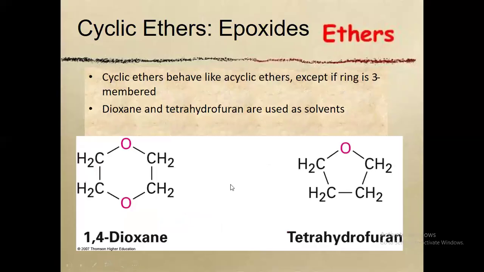These are cyclic ethers. These are just examples of cyclic ethers. This is 1,4-dioxane. Both 1,4-dioxane and tetrahydrofuran are usually used as solvents. Cyclic ethers behave like acyclic ethers, except if the ring is 3-membered. So this is dioxane. This is THF, popularly called THF. Tetrahydrofuran.